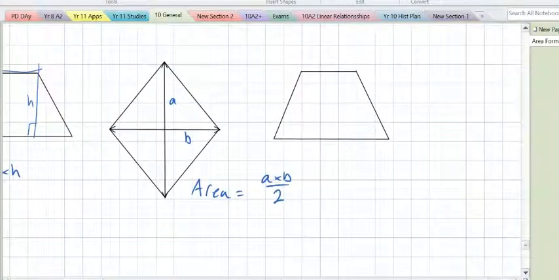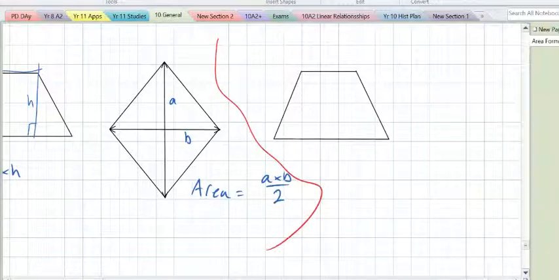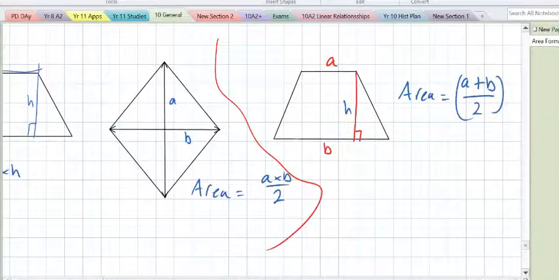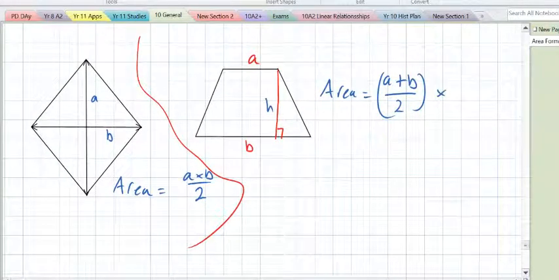Last one is a trapezium, and a trapezium perhaps has the most tricky formula. The parallel sides we'll call A and B. And this one here, any guesses what that's called? The height. Area is equal to A plus B divided by 2, all multiplied by the height. As long as you have the A, the B, and the height, all good.